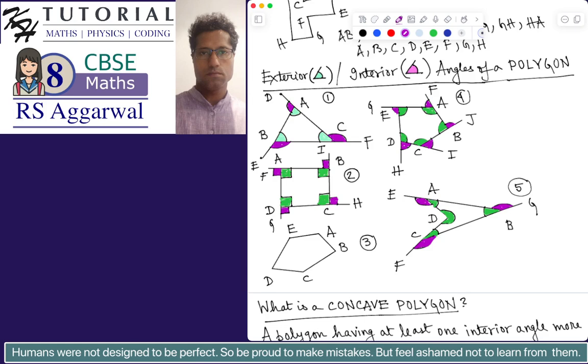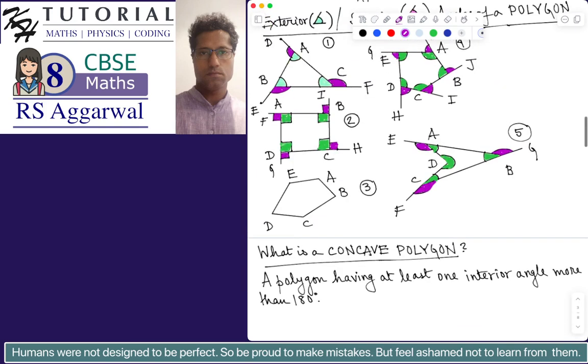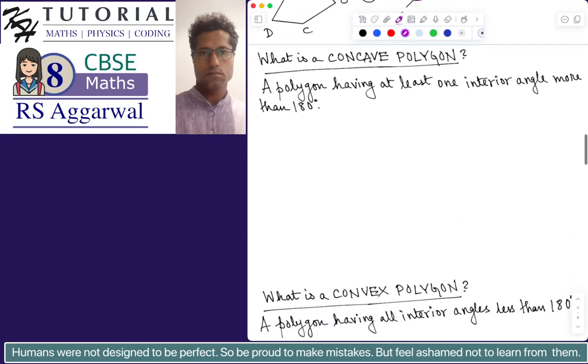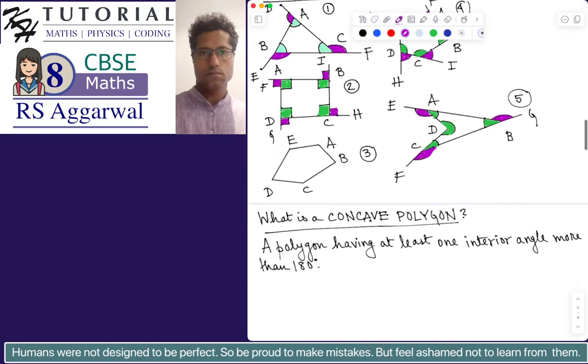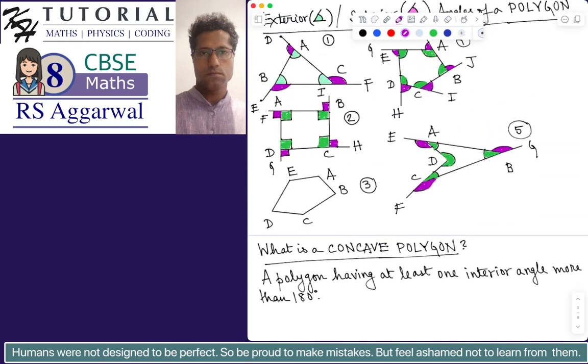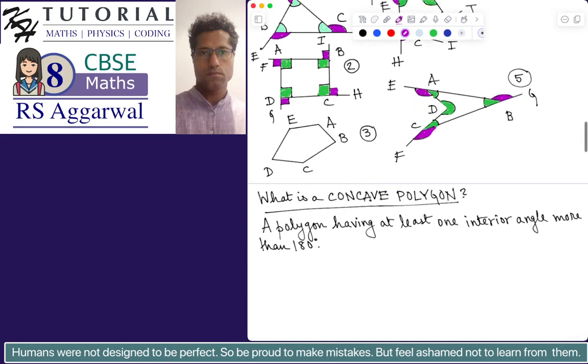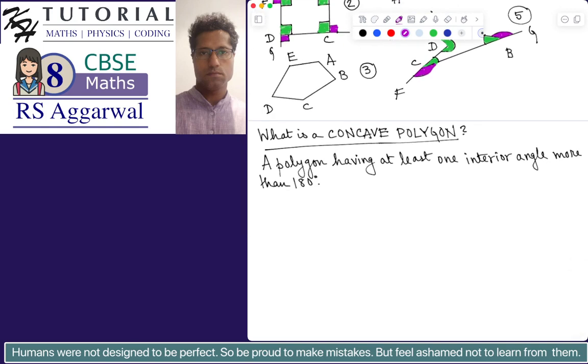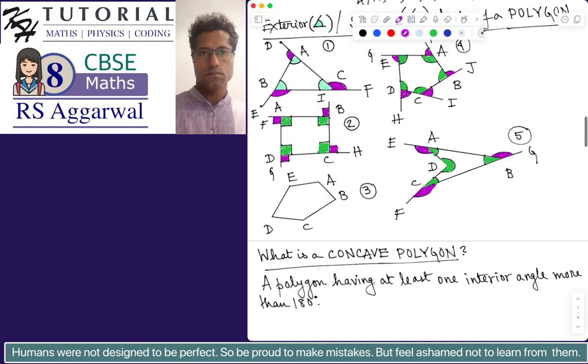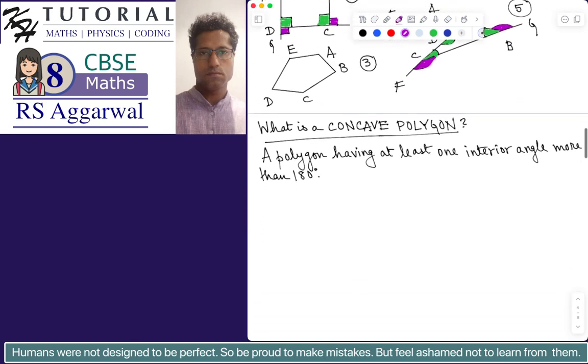Now the next concept is, what is a concave polygon? Now we have a concave polygon and a convex polygon. This is related to the measure of an interior angle of a polygon. So what is a concave polygon? The polygon 5, as we drew, was a concave polygon. So what does the definition say? A polygon having at least one interior angle more than 180 degrees is a concave polygon.